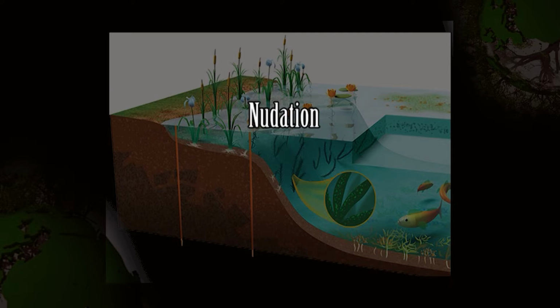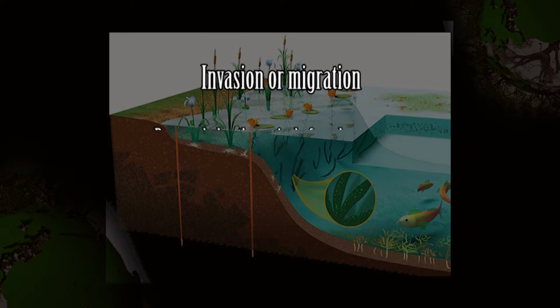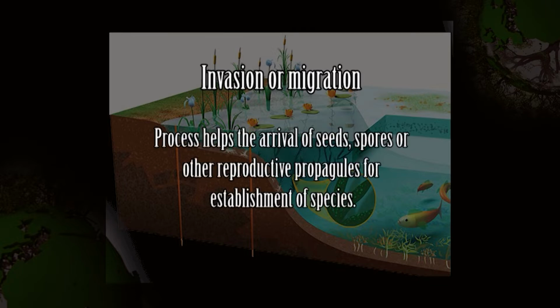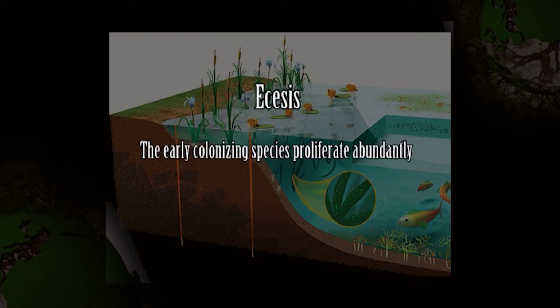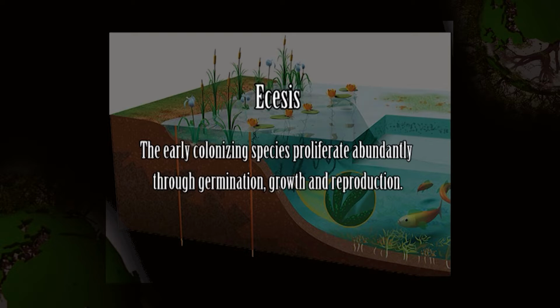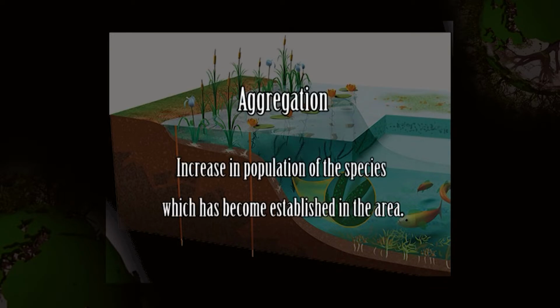Nudation is the development of a bare site uninhabited by any organism. Invasion or migration is the process that helps the arrival of seeds, spores or other reproductive propagules for establishment of species. Ecesis: the early colonizing species proliferate abundantly through germination, growth and reproduction. This process of ecesis is then followed by aggregation, an increase in population of the species which has become established in the area.